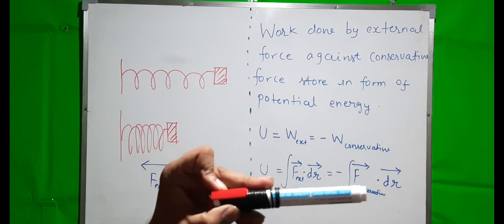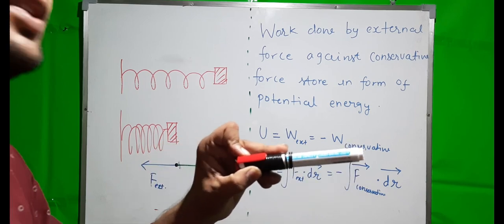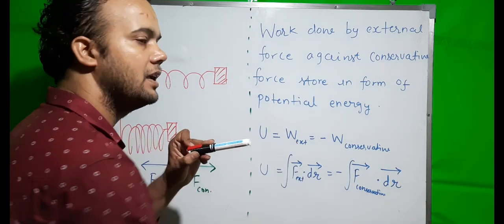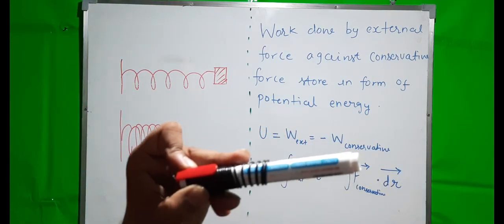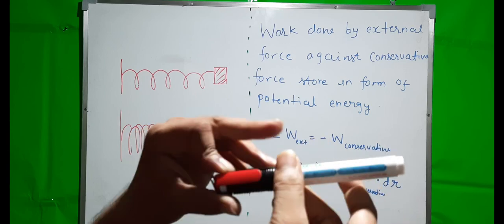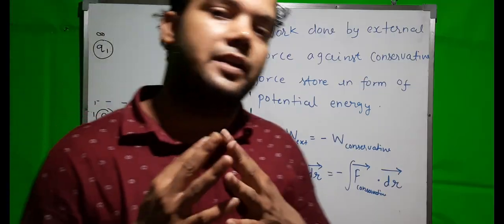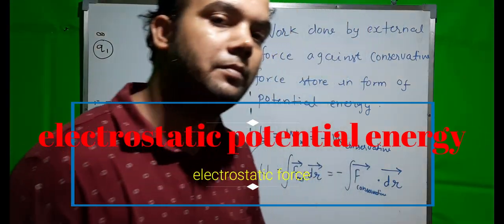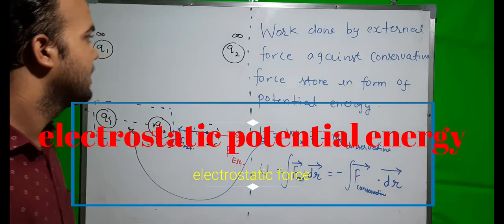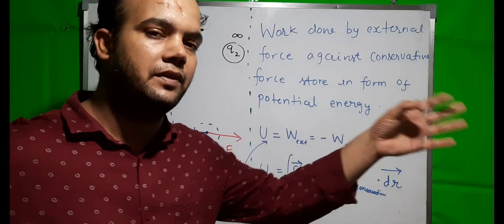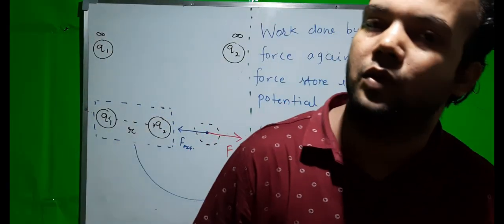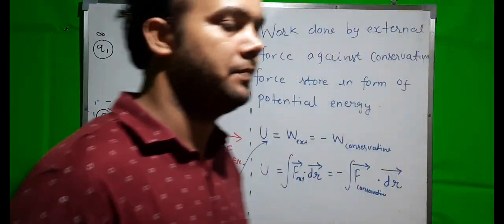And potential energy is work done by an external force in compressing it from its original length to this compressed length. In the case of electrostatic forces, what will be the meaning of potential energy? Let us see. Suppose two charges were at infinity. Infinity means they were very far and not interacting, not applying any force to each other.